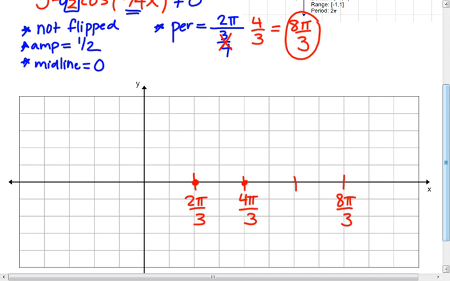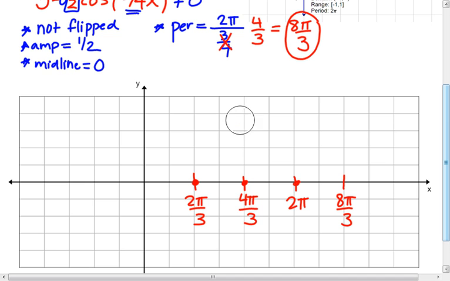Then this point right here is 3/4 of 8 pi over 3. So I would go 8 pi over 3 times 3/4. The 3's are going to cancel, and I will have 8 pi over 4, which is just 2 pi. Okay, so I need all 4 of those spots labeled.